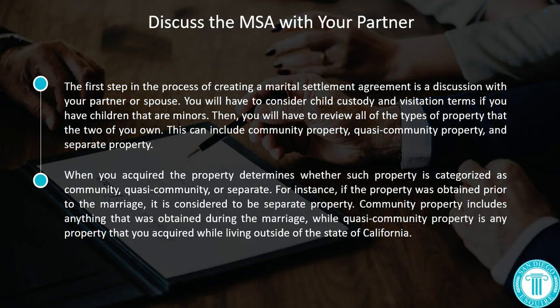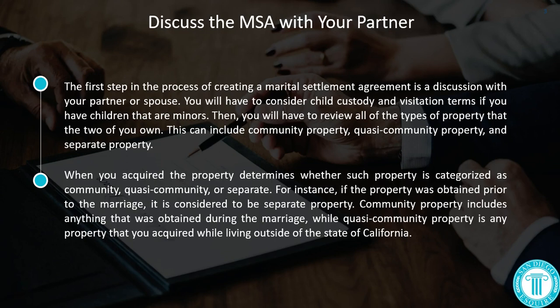So the first step in the process of creating a marital settlement agreement is a discussion with your partner or spouse regarding issues that need to be addressed by the agreement. So some things to consider is how are you going to divide your retirement accounts? How will quasi-community property be divided in addition to other community properties such as assets and debts?